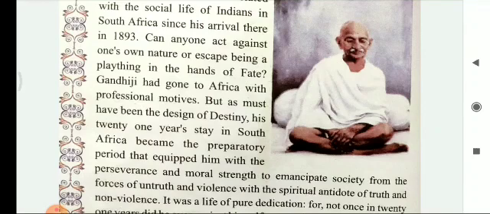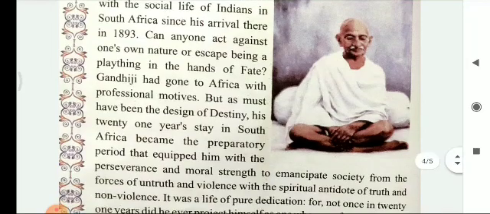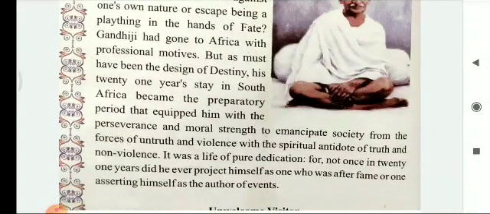But as must have been the design of destiny, his 21 years stay in South Africa became the preparatory period that equipped him with the perseverance and the moral strength to emancipate society from the forces of untruth and violence with the spiritual antidote of truth and non-violence. Here, when Gandhiji went to South Africa, as it was designed by destiny, that means something which was already planned, and that is going to happen, and you cannot change it or avoid it. He went there and became the preparatory, that means done in order to prepare something.